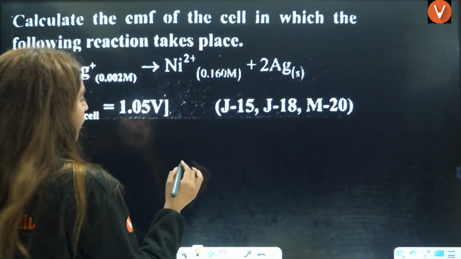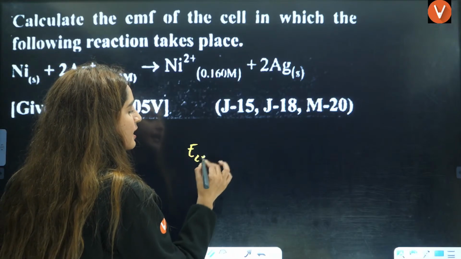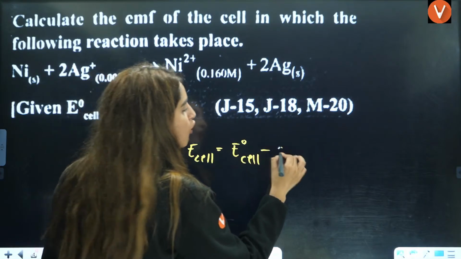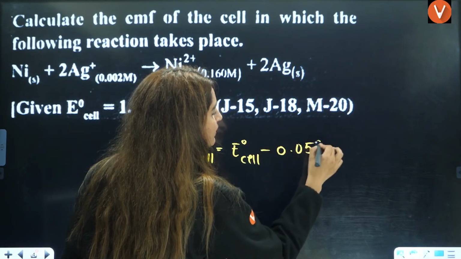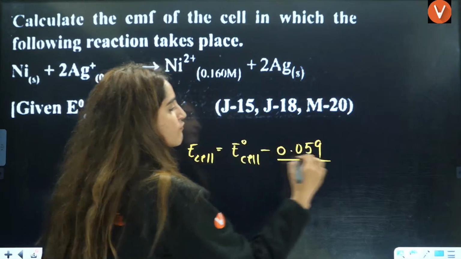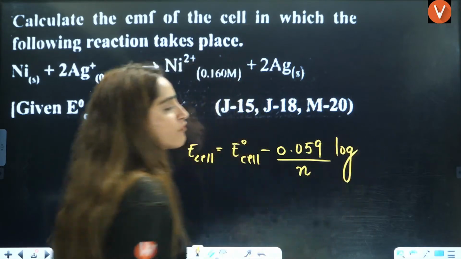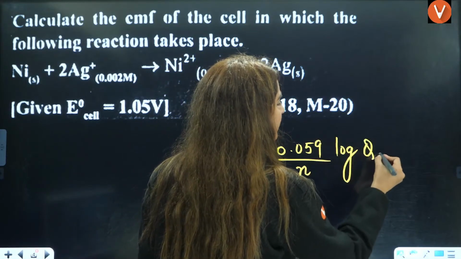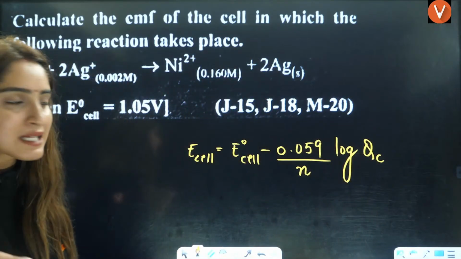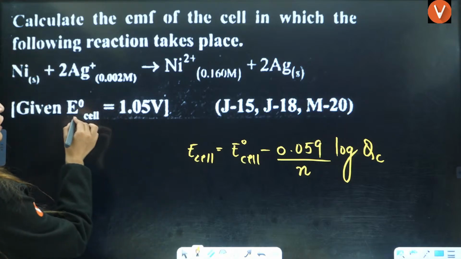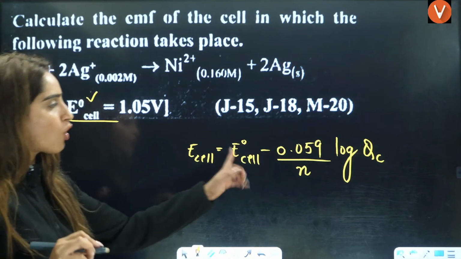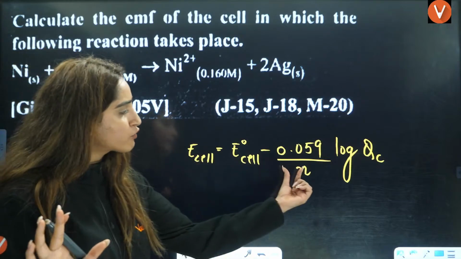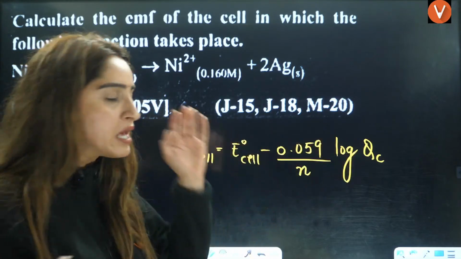Now, the Nernst equation is E cell equals E naught cell minus 0.059 divided by n factor, log of QC, or you can say log of product by reactants. You can directly write log of QC, right? Here the E naught value is already given to you. They are asking you the value of E cell. That means you have to find the value of n and QC here, right?